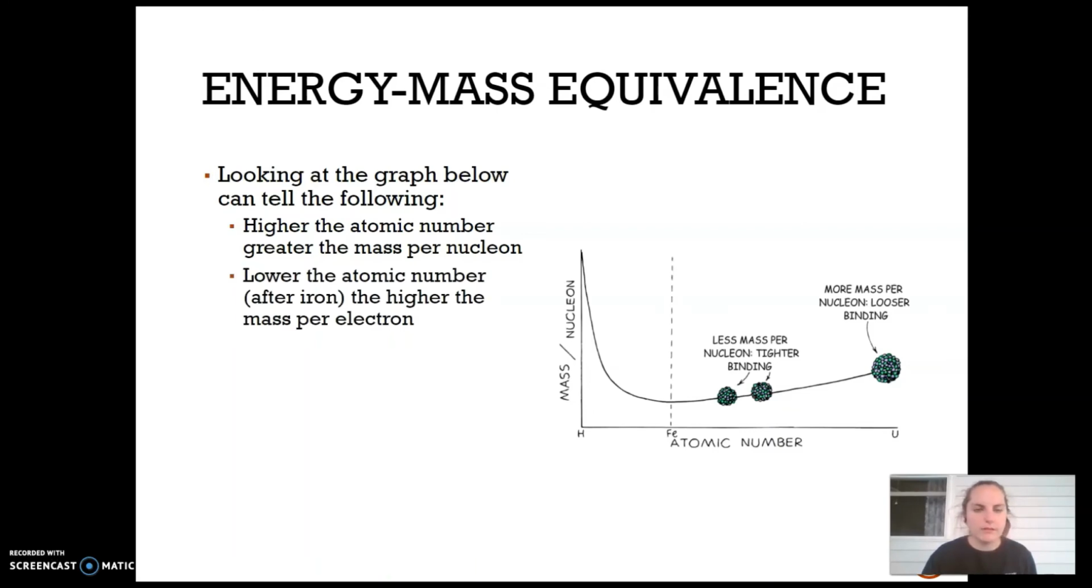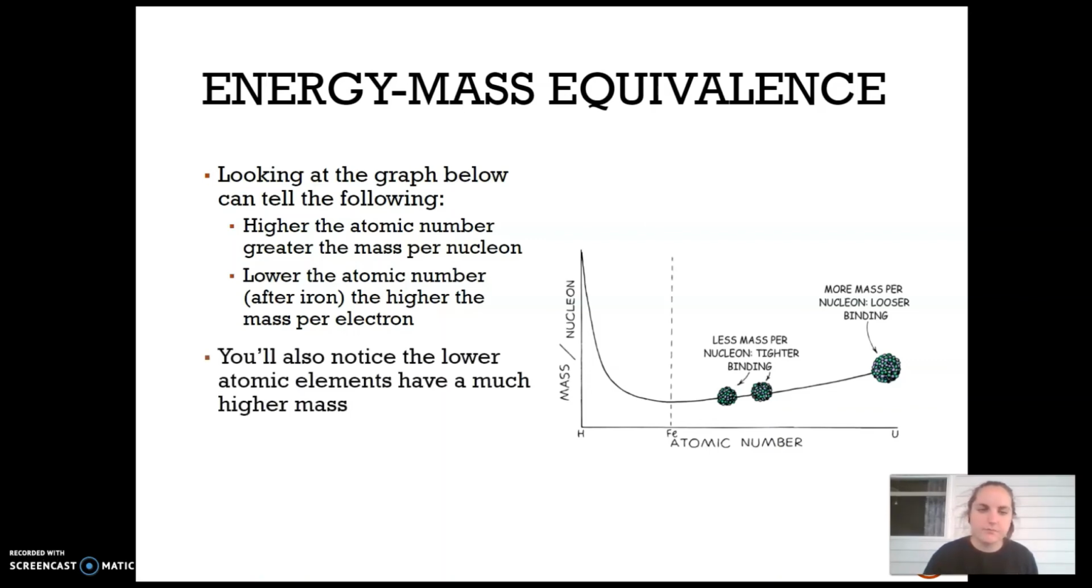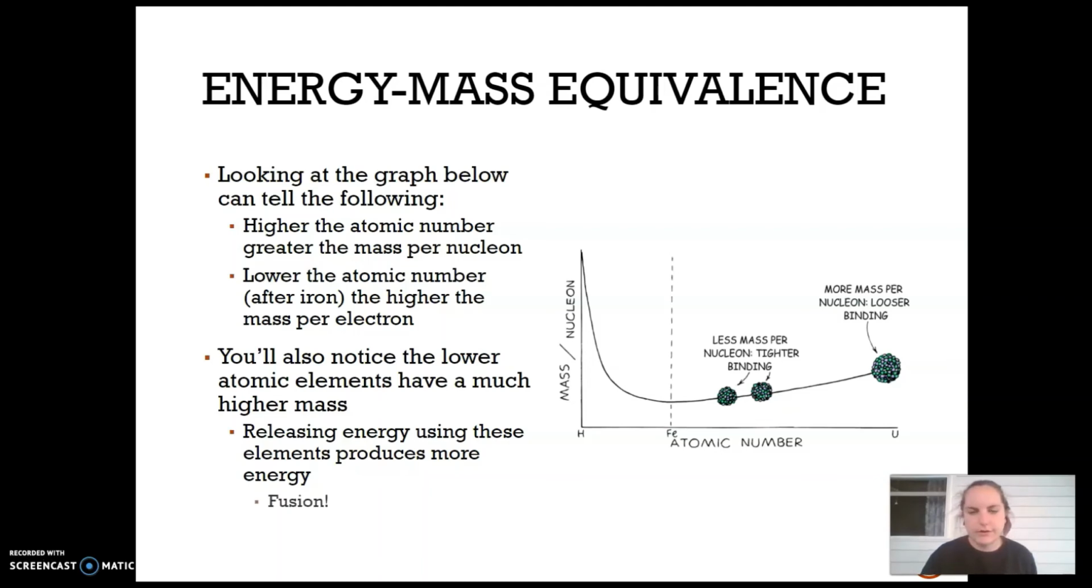And so the lower the atomic number after iron, the higher the mass per nucleon. So the lower the atomic number, the higher the mass per nucleon, so the higher the energy level. So you'll also notice the lower atomic elements have a much higher mass, and so releasing energy using these elements produces more energy. Again, this is just from the energy mass equivalence: if we were to release this energy using the elements that have much higher masses, it would cause more energy to occur, right? And that's known as fusion.